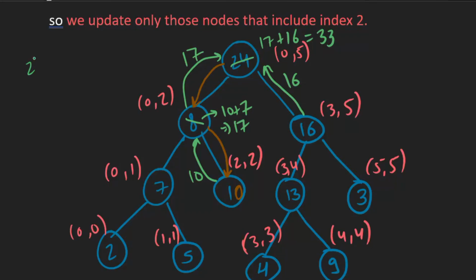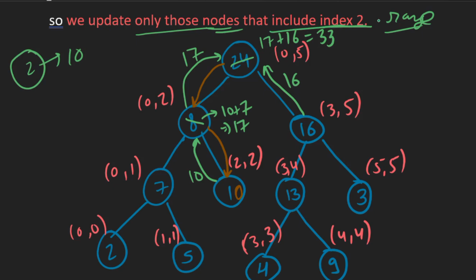To update the node, we have to update the index value 2 with 10. So we update only those nodes which include index 2 in their range. So first the root node, which has 0 to 5. So index 2 is in its range, so we go deeper into the children. Then we have 0 to 2. 0 to 2 also includes 2 in the range. Then we go to the left child. Left child is 0 to 1. It doesn't include 2 in the range.